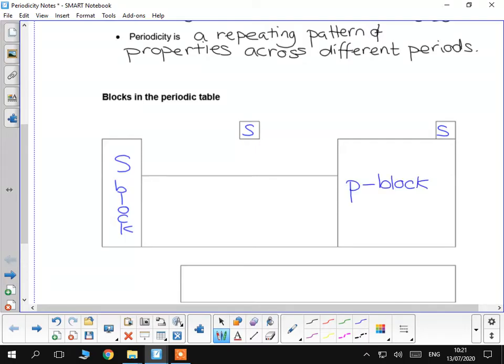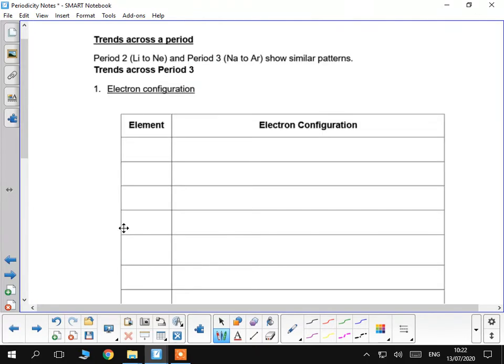The transition metals in the middle fill outer D orbitals, so they are the D block. And the lanthanides and actinides down the bottom fill F, so they are the F block. So you may be asked to identify which block a particular element is from. Look at its outer electrons; depending on where they finish, that will be the particular orbitals, therefore that will be the particular block. So now we're going to have a look at the particular trends across the period.